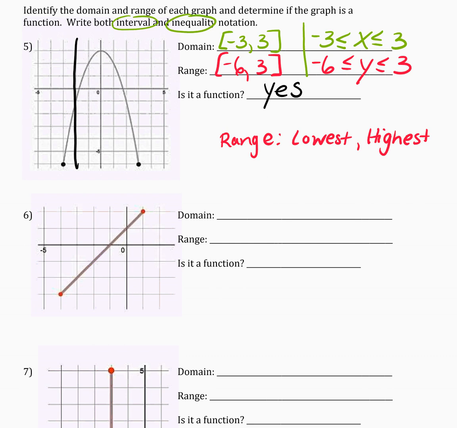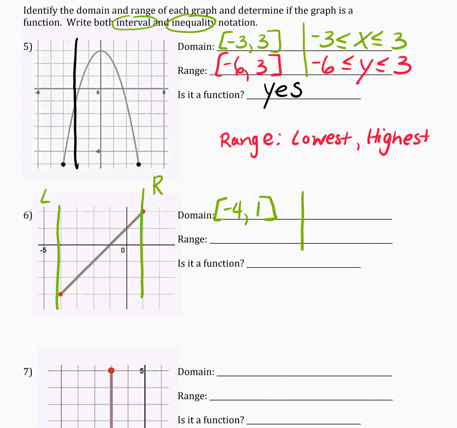All right, our second one's very similar. It's a line, so same idea. We're going to start left to right. Here's my furthest left. Here's my furthest right. So my furthest left is at -4, and my furthest right is at 1. And I want to make sure I do both.